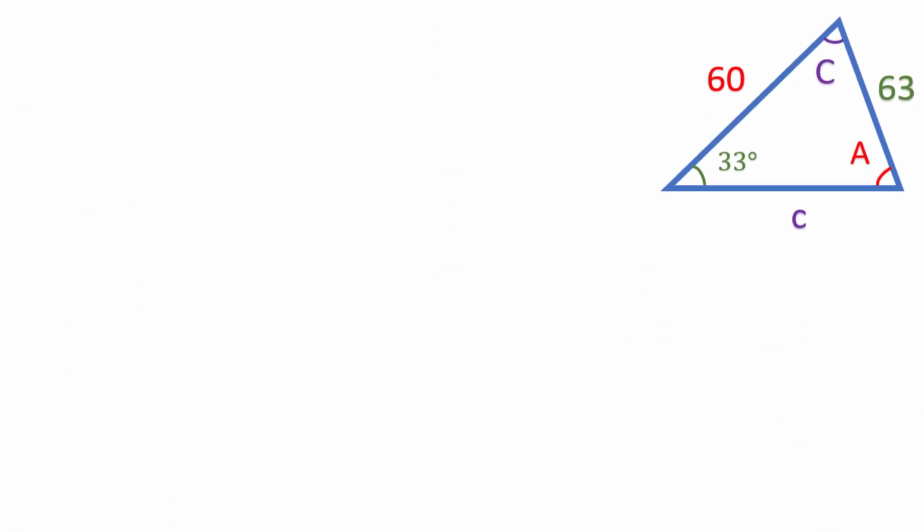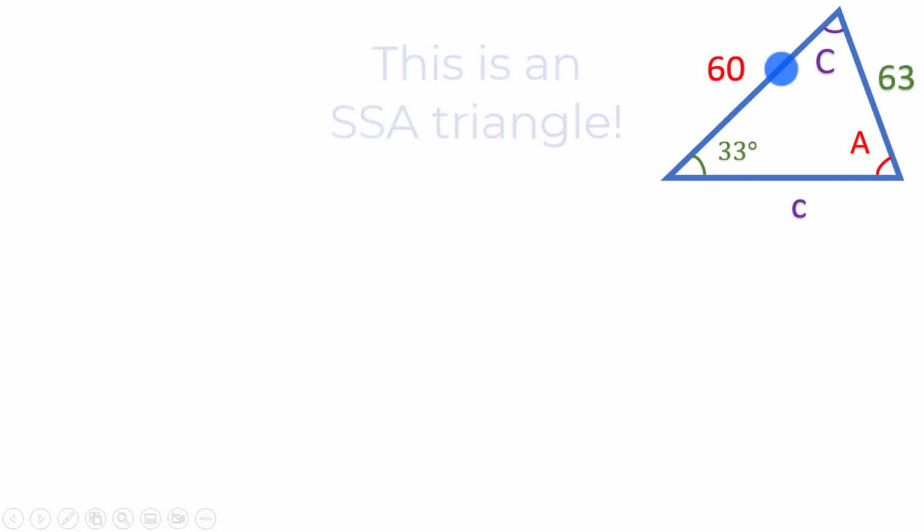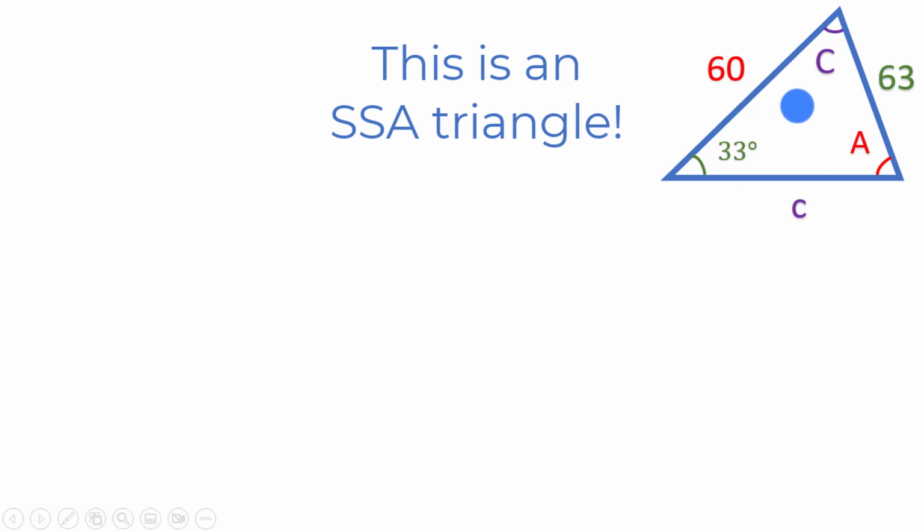Let's try another one. Here we have another side-side-angle triangle. We know two sides, and we know the angle that is not between the two sides. If the angle was between the two sides, then we would have the side-angle-side triangle, which should be solved with the law of cosines.